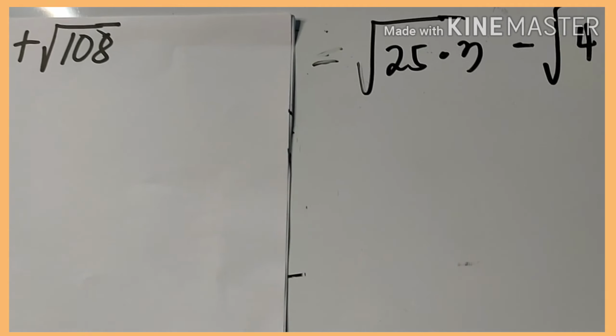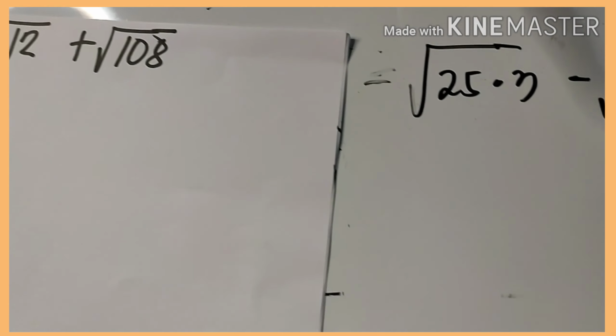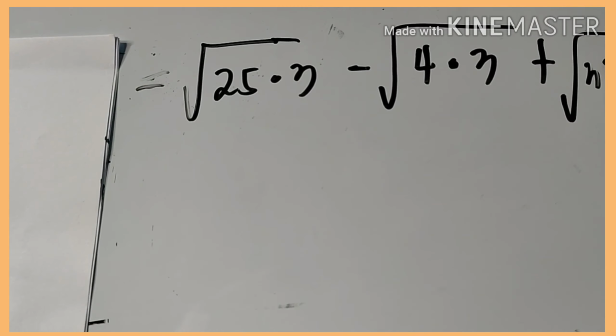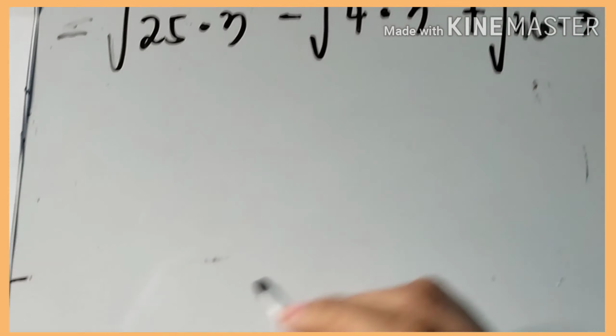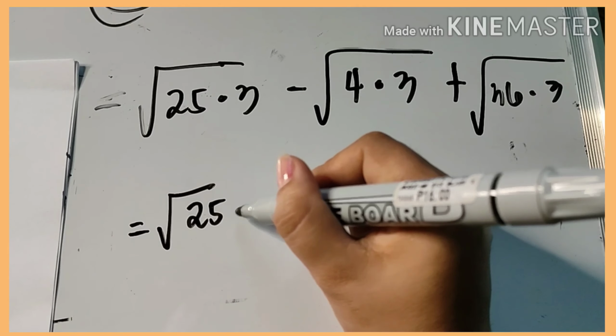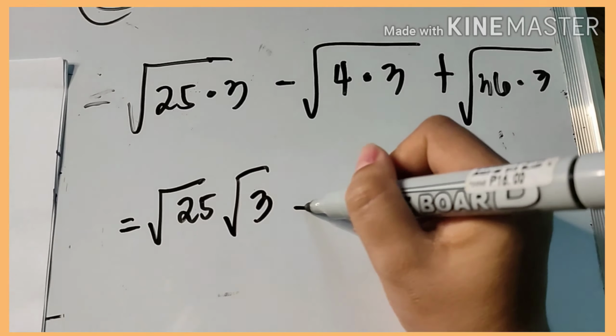Then we are going to add the other one. We have 108. We can simplify that one as 36 times 3. 36 times 3 is equal to 108. We can use 36 times 3 because 36 is a perfect square. So now what we're going to do is get the square root of 25 times square root of 3, minus the square root of 4 times square root of 3, plus the square root of 36 times square root of 3.